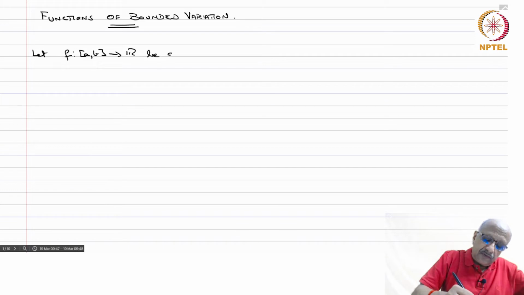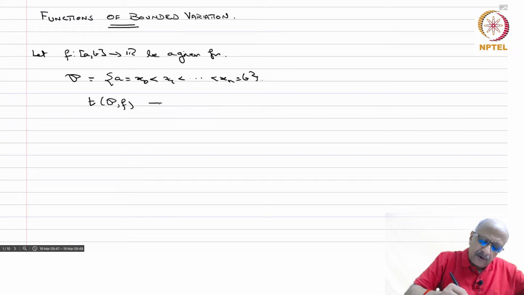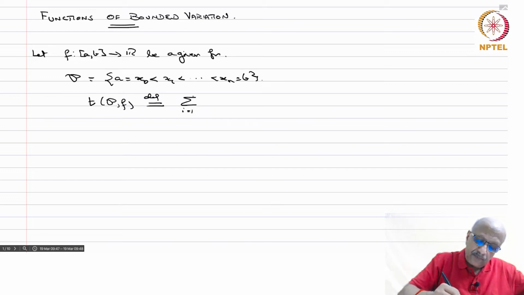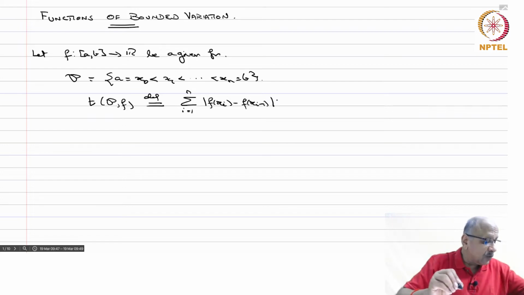be a given function. Consider a partition P, which is a = x0 < x1 < ... < xn = b. And you define T(P, f), so this is the definition, the sum from i = 1 to n of |f(xi) - f(xi-1)|. So the absolute value of the change which occurs from node to node is what we are going to call T(P, f).